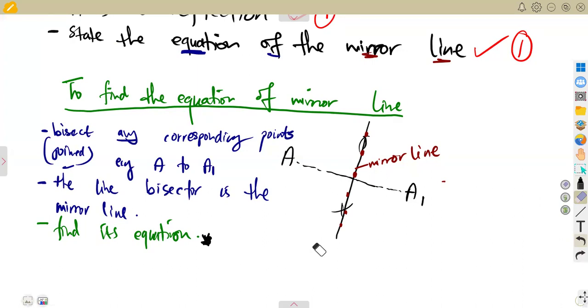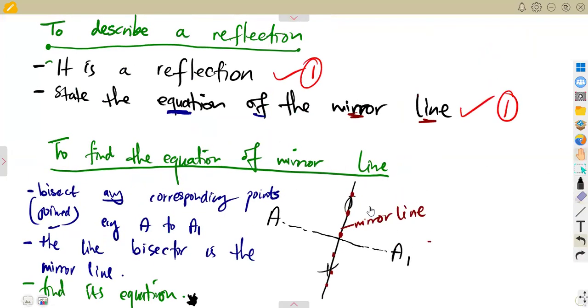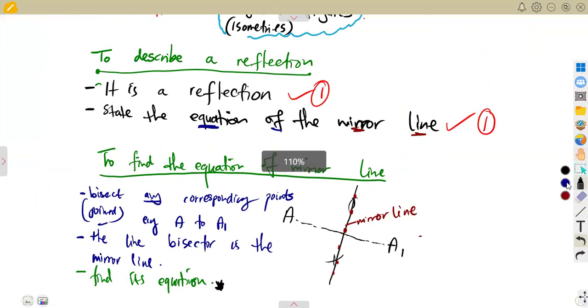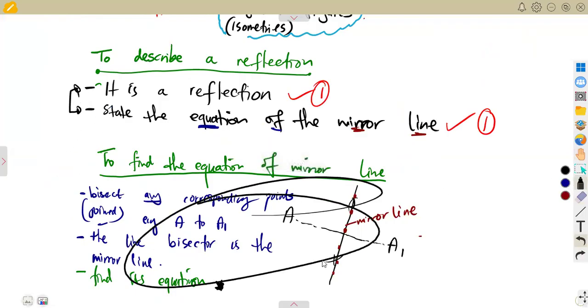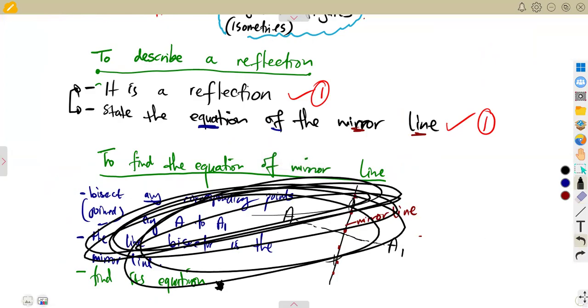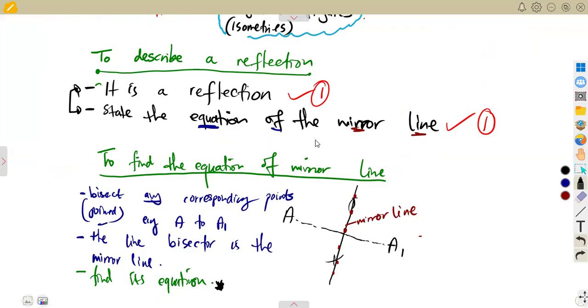So this is what you are going to need on a reflection. To describe, like I said, these are the 2 major things that you need to describe. All this here is throughout now to finding the determination of the equation, which is here.